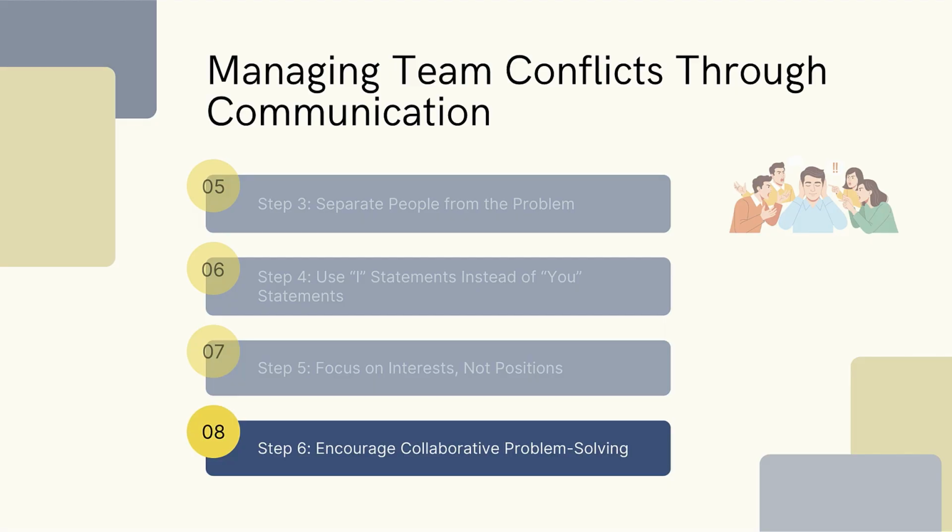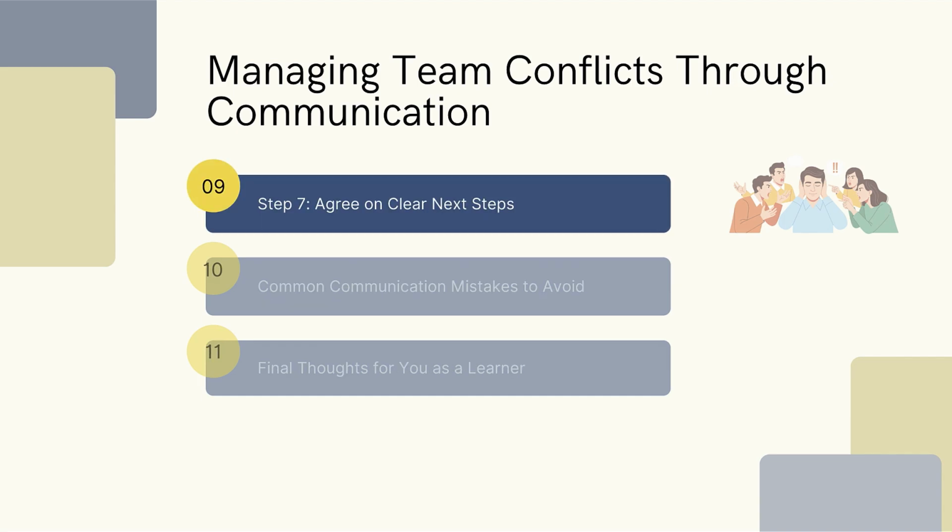Step 6. Encourage collaborative problem solving. After everyone feels heard, move the conversation towards solutions. Powerful questions to ask: What would a good outcome look like for you? What can we change going forward? How can we prevent this in the future? Make solutions shared, not imposed. Example: let's agree on clear response times and meeting rules so this doesn't happen again.